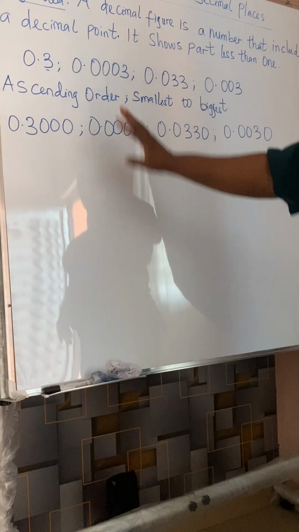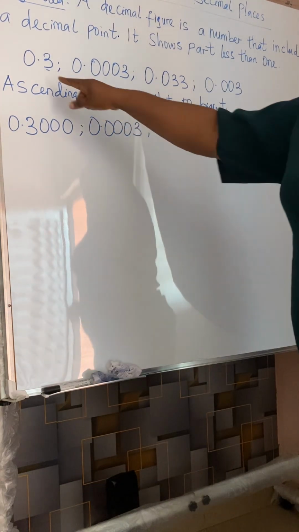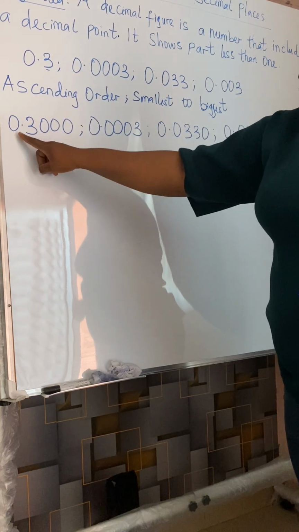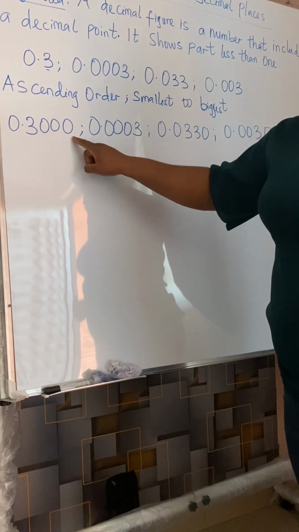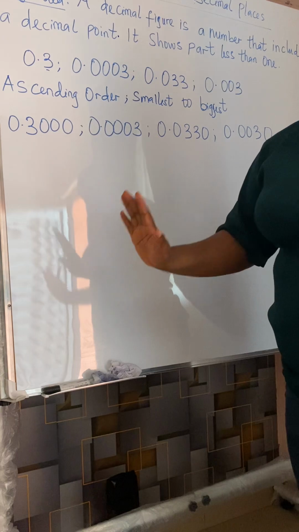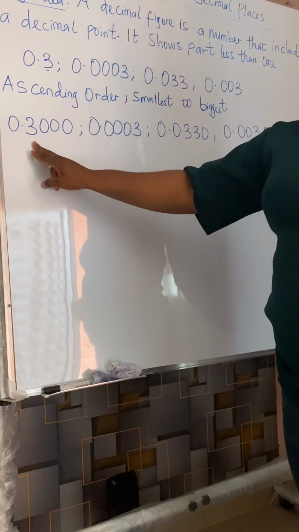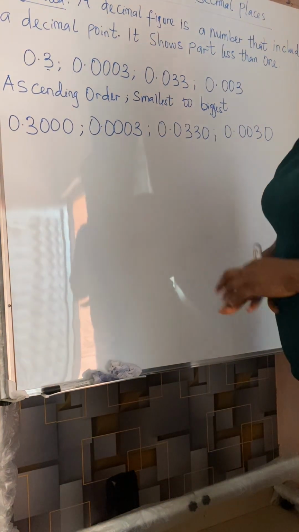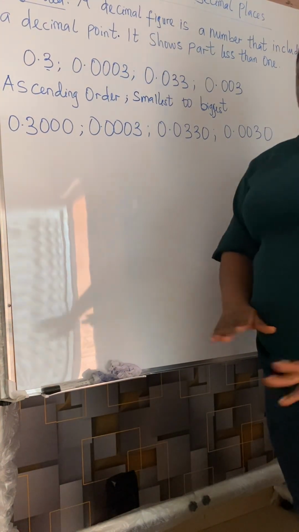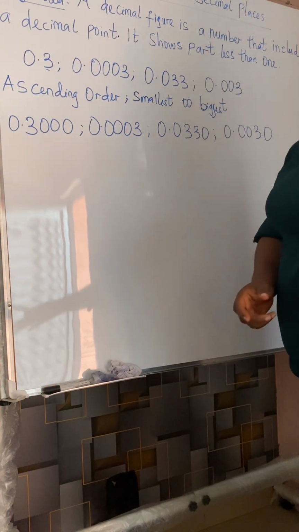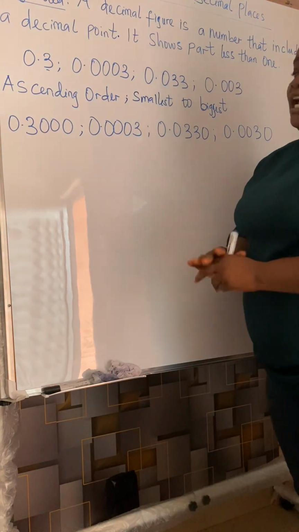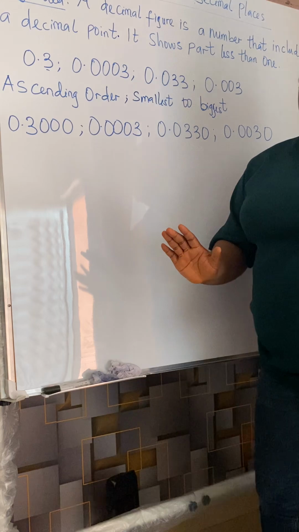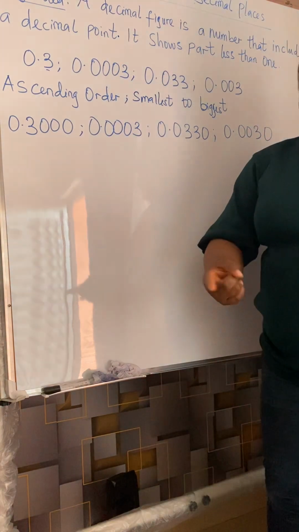Don't be scared. I've actually not changed this question, because 0.3 is 1 dp, and this 0.3000, if I want to leave it correct to 1 decimal place, it's still 0.3. But why did I add all these zeros here? It's so that they will all have the same number of decimal places. Yes, I like to teach my students this, so that you bring everything to the same number of decimal places. Then you can start looking at it.